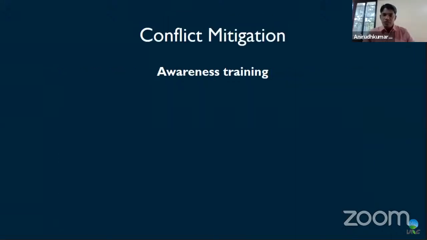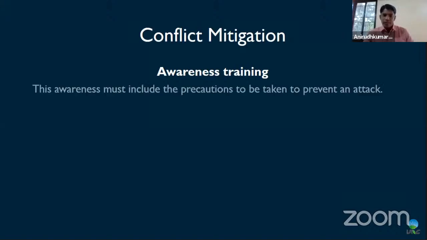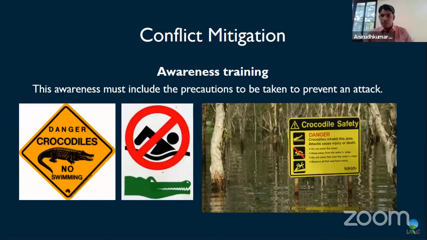Now, let's focus on conflict. We'll not be going into different threats, but let's focus on conflict. So how can we minimize this conflict? How can we minimize the attacks by crocodiles? One of the best ways is to create awareness. This awareness must include how to be safe from crocodiles when you are around such areas, what precautions you should take when you are around a river, a pond and such areas. So awareness training is the greatest strategy one can apply for mitigating conflict.